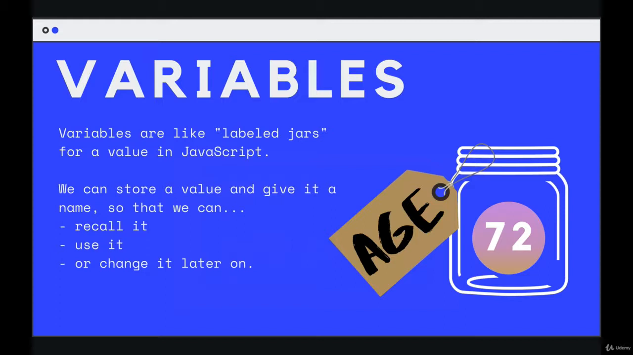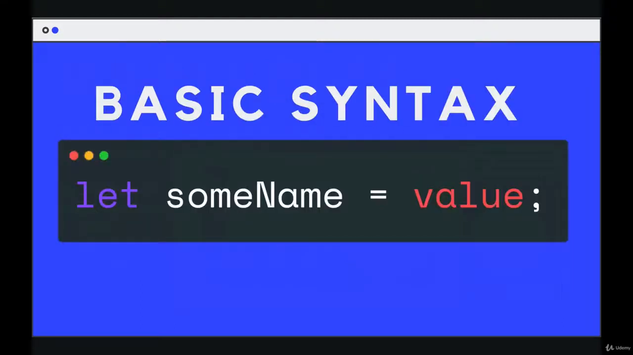So variables are like labeled jars, as you can see by this diagram on the right-hand side, where we have a value and it goes into a sort of a container that has a label on it. So in this case, we're saying age is 72, the number 72. So we can store a value, we give it a name so that we can recall it later, we could use it, we can pass it to something, we can change it, we can do all sorts of things. So very, very important concept in programming. We make variables all the time.